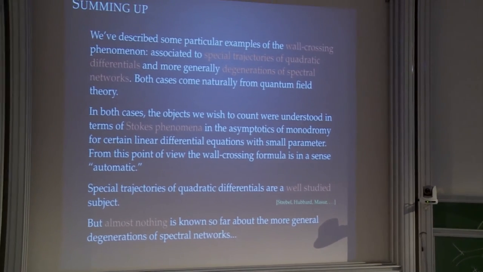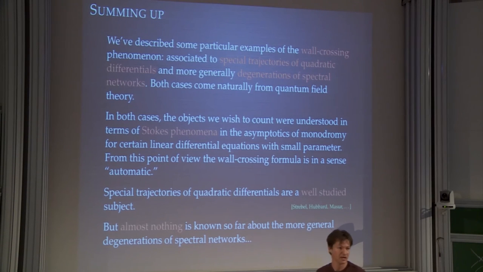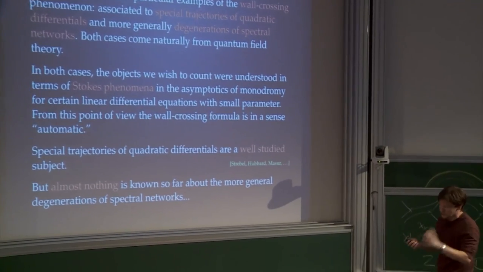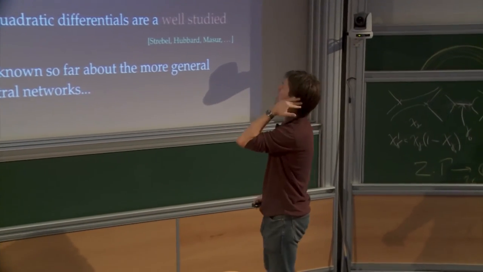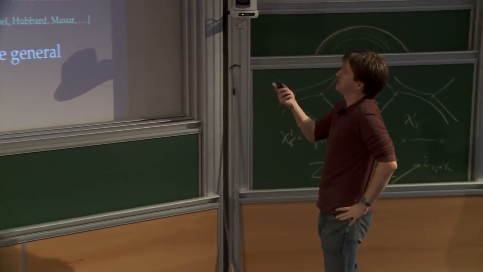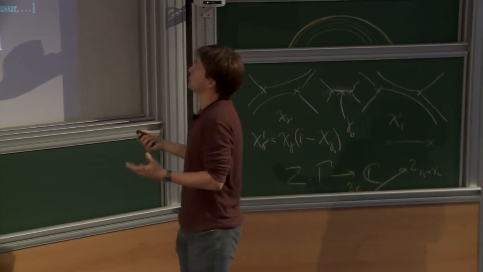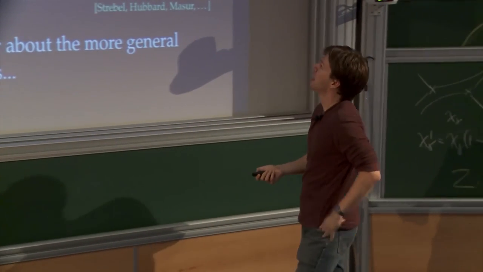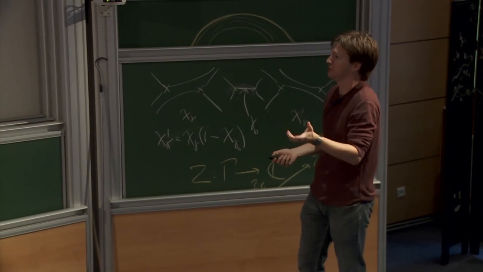So let me just sum up. I told you in the beginning what this wall-crossing phenomenon is, where it came from in physics. I didn't tell you much, and then I described some particular examples. For a particular physical theory, the whole story becomes very geometric. And so we studied wall-crossing for the special trajectories of quadratic differentials, and then more generally for the degenerations of these new objects, which we're calling spectral networks. So they both come equally naturally from quantum field theory.